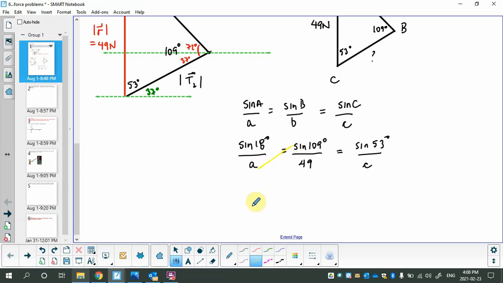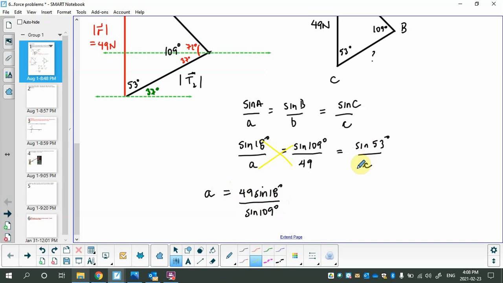I can cross this with this and this with this. So what that gives me is A times sine 109 equals 49 times sine 18 degrees. But my sine 109 would need to be divided, so I might as well divide that right away, and I'll deal with the calculator in a second.